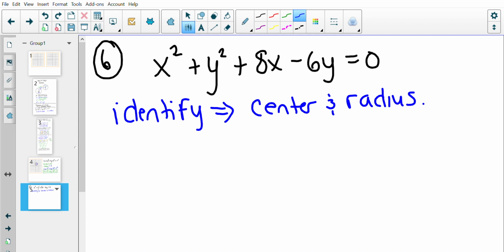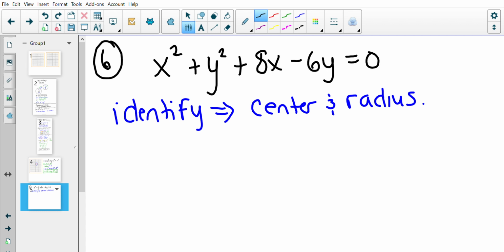So I gave you this equation. I want you to identify the center and the radius, but I haven't given it to you in standard form. So we have an equation, but it's not the format that we are generally used to seeing for a circle. So what are we going to have to do? Well, I need to put it in the standard format that we are used to seeing.